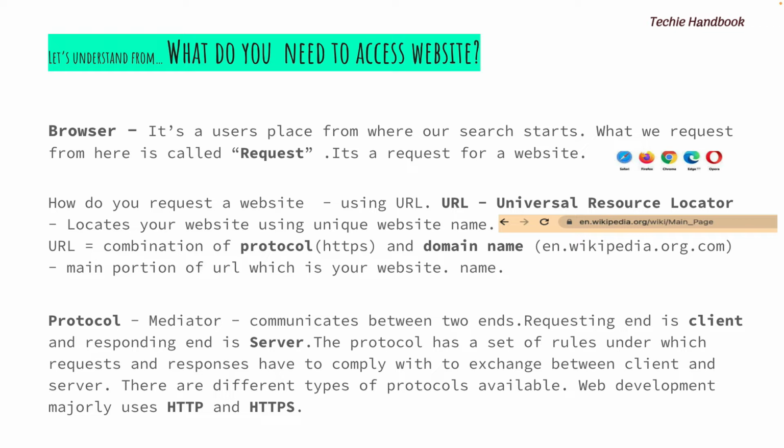The next important thing is a URL. If you want to visit a website, you need a unique URL to identify your website. URL stands for Uniform Resource Locator, which locates your website using your unique website name. A URL has two important parts in it: one is the protocol and the other is the domain name. The domain name of a URL is nothing but the main portion of the URL. The domain names will always be unique and it will be almost like your website name.